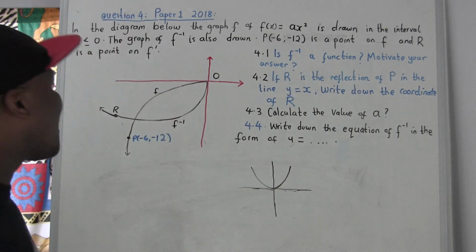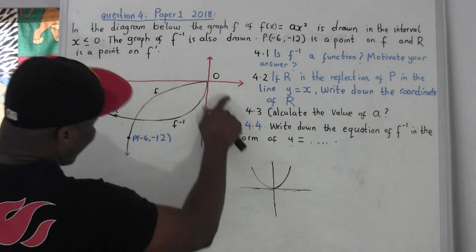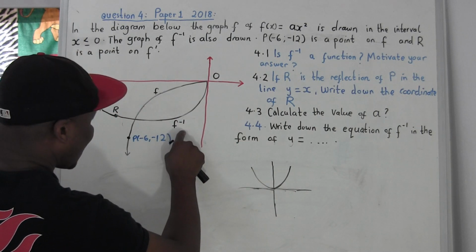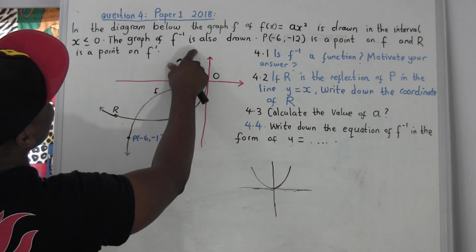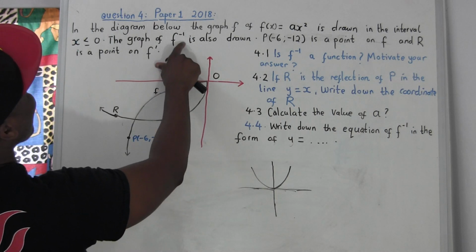You know what I'm saying? So it depends on your reflection, x or y. So according to this, if this is our f, so this is f dash. What does that mean? They say the graph of f dash is also drawn. No, it's not reflection. Apologies. They just say it is f inverse.